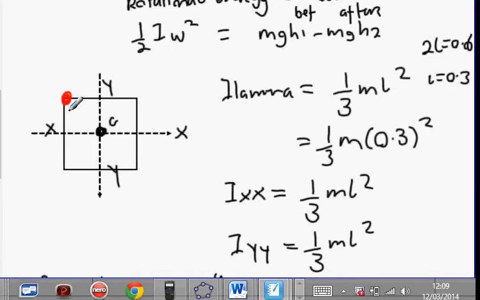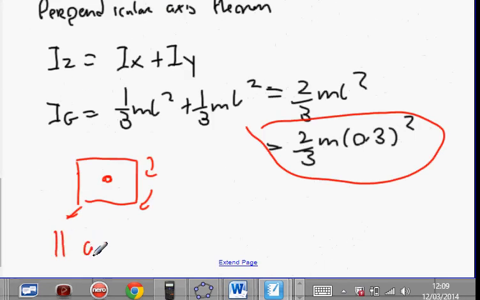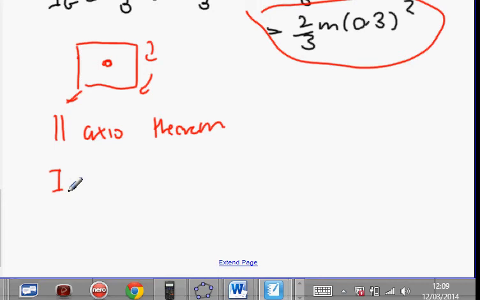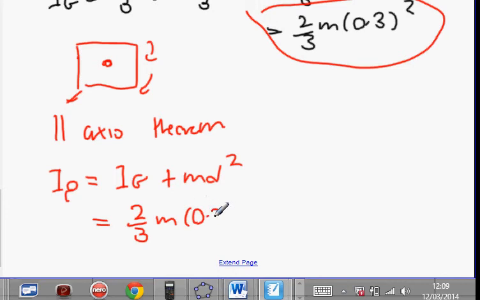So what we got to do next is the parallel axis theorem. Okay? So G is parallel to the axis P, but we need to change it. So we're going to do the parallel axis theorem. Now the parallel axis theorem reads this: IP, what we're looking for, equals IG plus MD squared. IG is what we got a second ago, 2/3 m times 0.3 squared. MD squared relates to the mass of the lamina, and also the distance D.